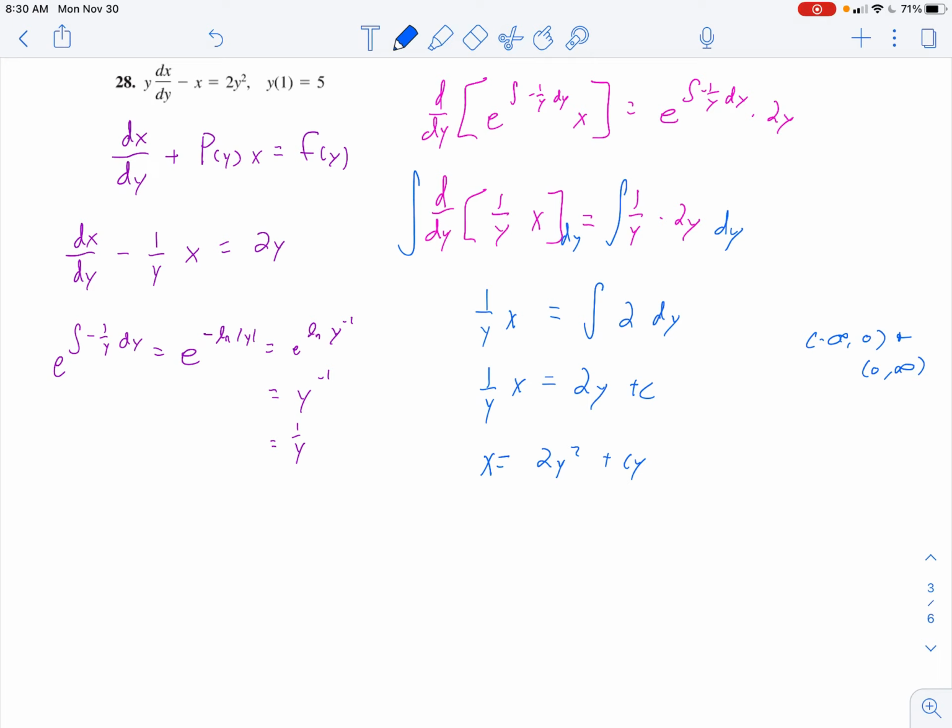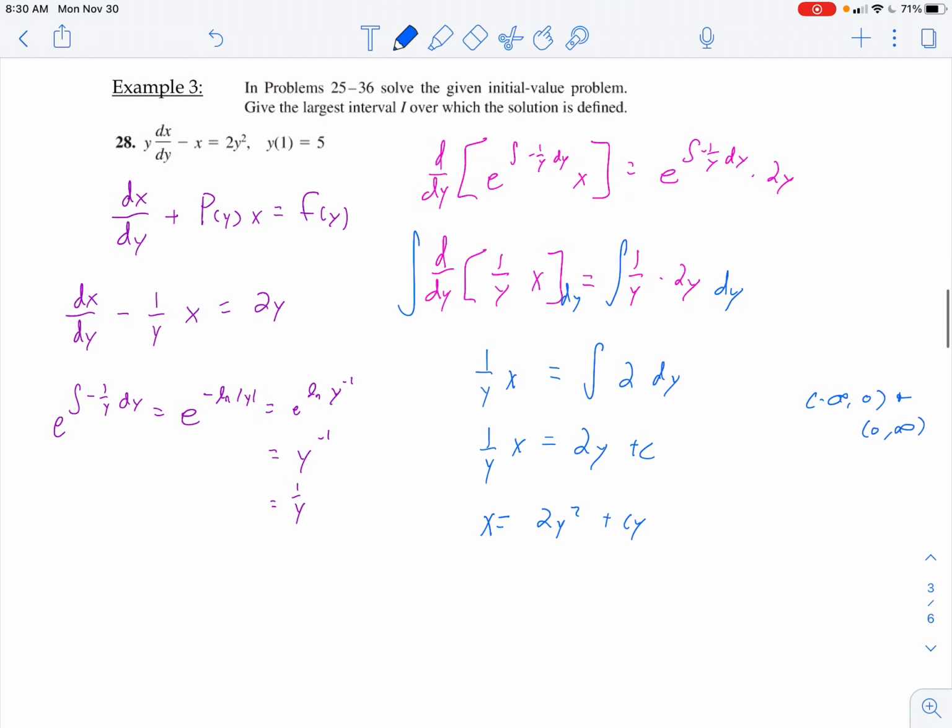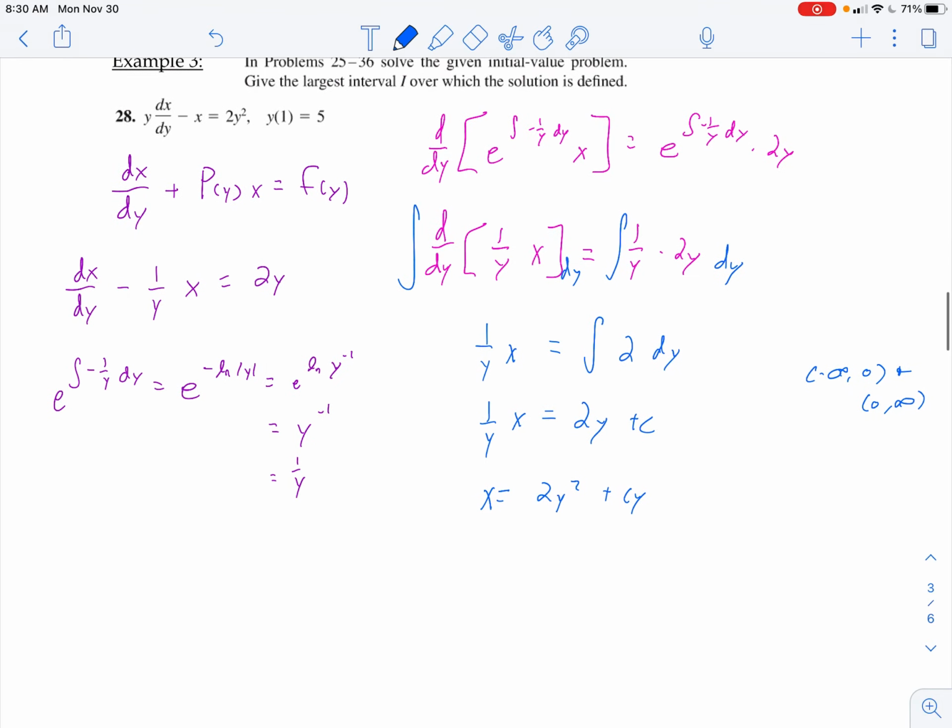Actually, we're going to have to choose this one, I'm sorry, because of our initial condition. Because we're getting 5 for y when x is 1, we're going to have to be from 0 to infinity. All right, so let me go ahead and highlight that one, because that's the one we're going to be able to use.